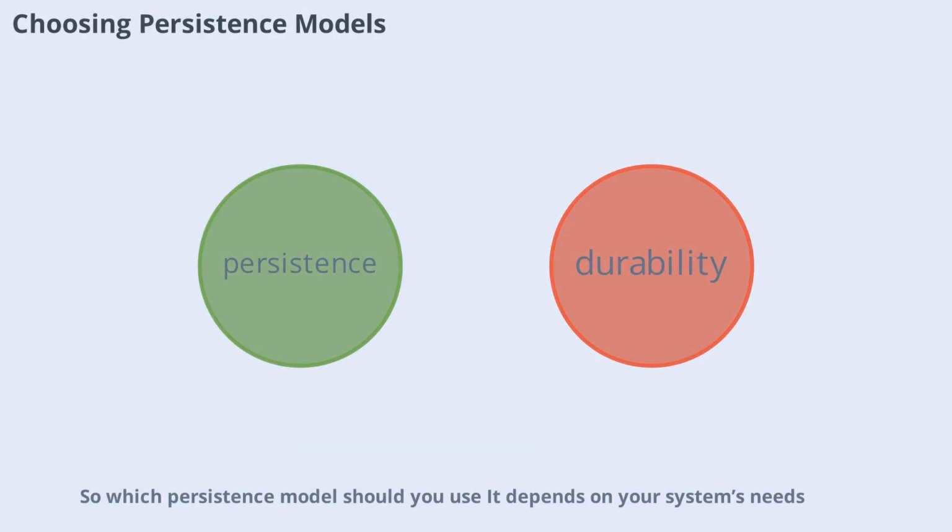Which persistence model should you use? It depends on your system's needs. For maximum safety, use both RDB and AOF together. If you can tolerate some data loss, RDB alone might suffice. If you need near-complete durability, AOF is better, but be aware of the performance trade-offs. The key is understanding your application's requirements and configuring Redis accordingly.